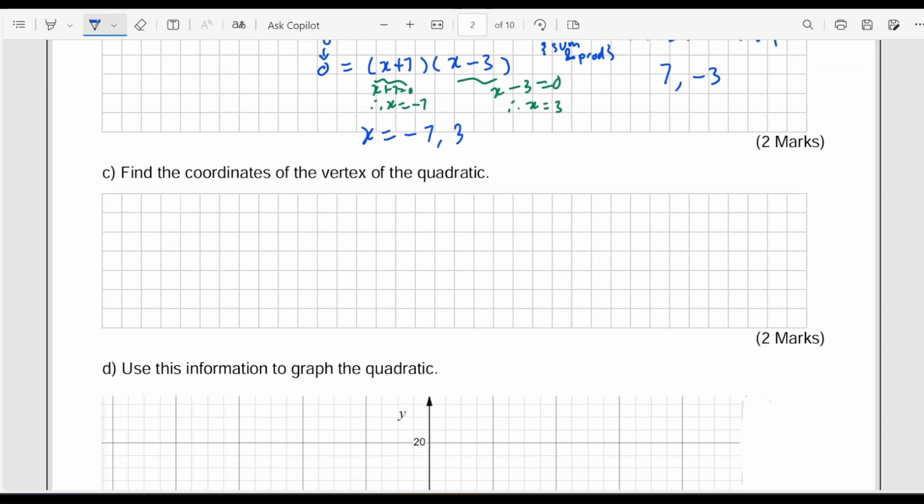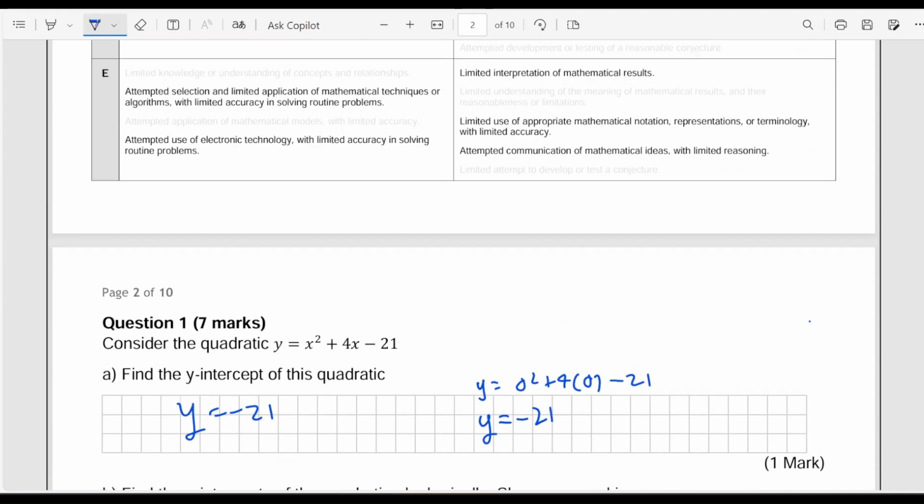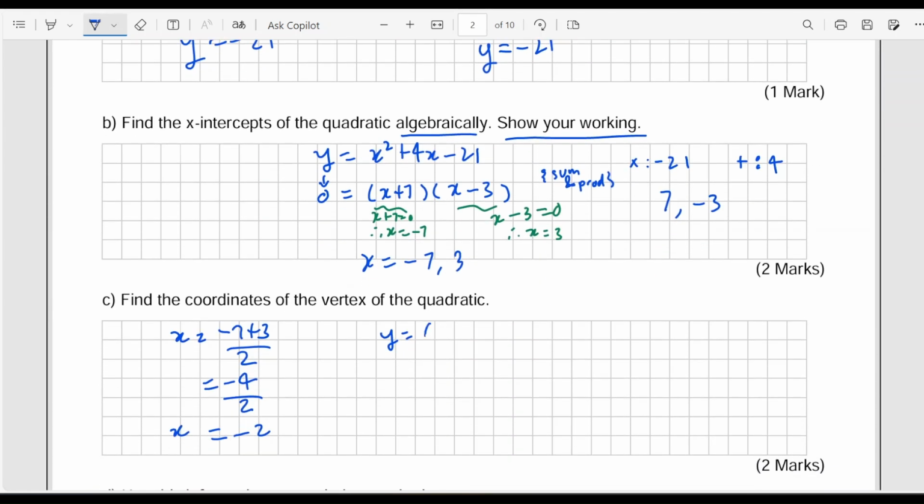Find the coordinates of the vertex. So the vertex is right in the middle of the two x values. So basically, we've got minus 7 plus 3, and then if we halve it, you're going to get minus 2. And then the y value is just subbing in minus 2 to that quadratic. So you got minus 2 squared plus 4 lots of minus 2 take 21. So that's going to give you 4 take 8 take 21, which is going to give you minus 25. So the coordinates are minus 2, minus 25.